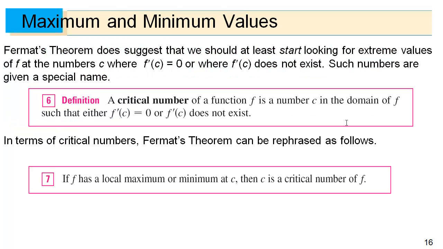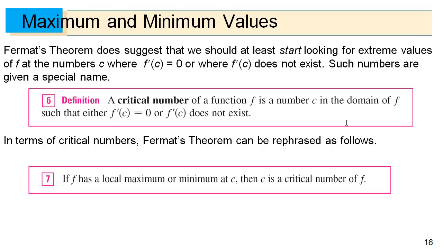Okay, but you might be thinking, well, then this Fermat's theorem is just useless, it doesn't help me. Well, it actually does. And it does suggest a lot of things. It at least tells us where we can start looking for these extreme values, right? We know that a critical number of a function f is a number c in the domain of this function f, such that either the derivative at c equals 0 or the derivative doesn't exist. So there we go. We've narrowed it down.